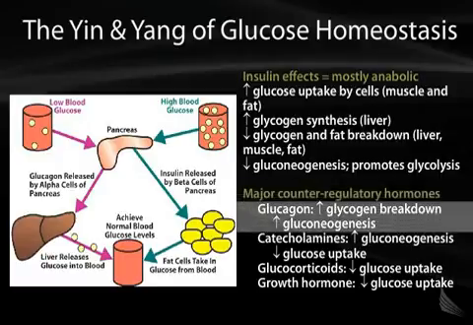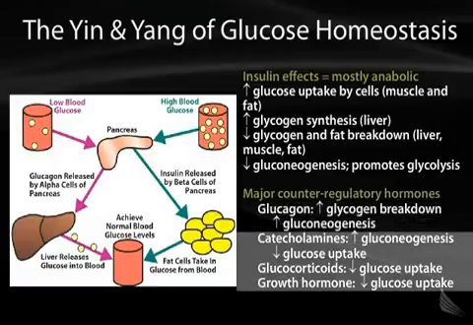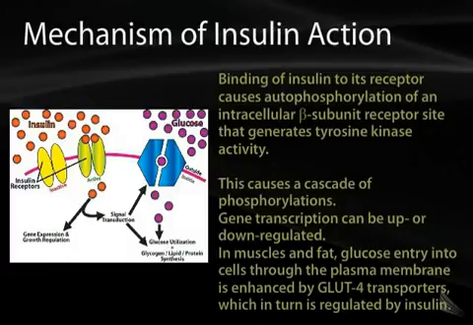So glucagon is a primary defense against hypoglycemia, and it does that by increasing glycogen breakdown and increasing gluconeogenesis. Catecholamines, glucocorticoids, and growth hormone, all of them work by decreasing glucose uptake and therefore raising blood glucose levels. So as you can see, there is the yin and yang effect of glucose homeostasis, which ultimately achieves normal blood glucose levels. Let's look in a little bit more detail about how the secreted insulin in response to glucose brings the glucose levels lower back in the blood.